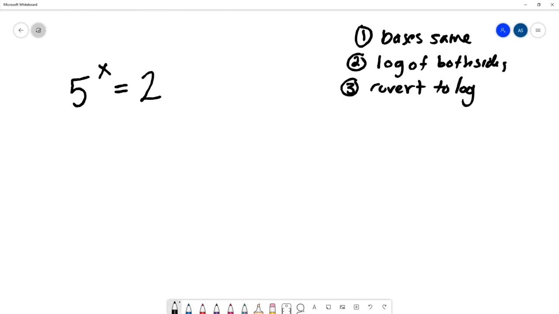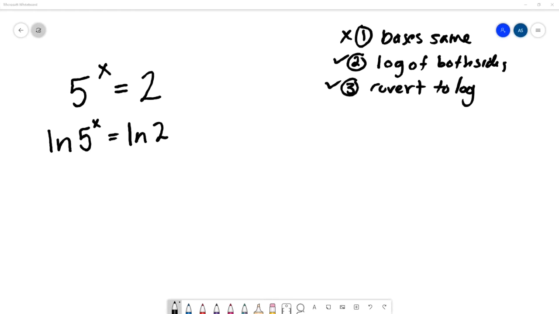So I've already mentioned that we can't make the bases the same. We can do either one of these methods. Let's do both of them. So if we take the log of both sides, you can use any log you want, but I typically use natural log because it's usually on the home screen of your calculator. Natural log on the left, natural log on the right gives us natural log of 5 to the x equals natural log of 2.